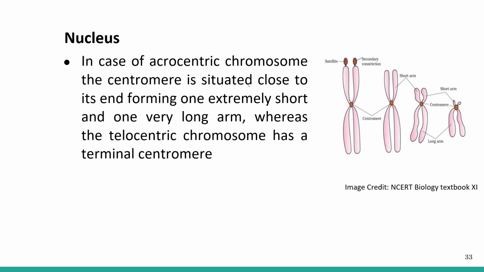In the case of an acrocentric chromosome, the centromere is situated close to the end, forming one extremely short and one very long arm. Here we can see a very short arm, and then this one is comparatively quite longer. So this one is the acrocentric chromosome.